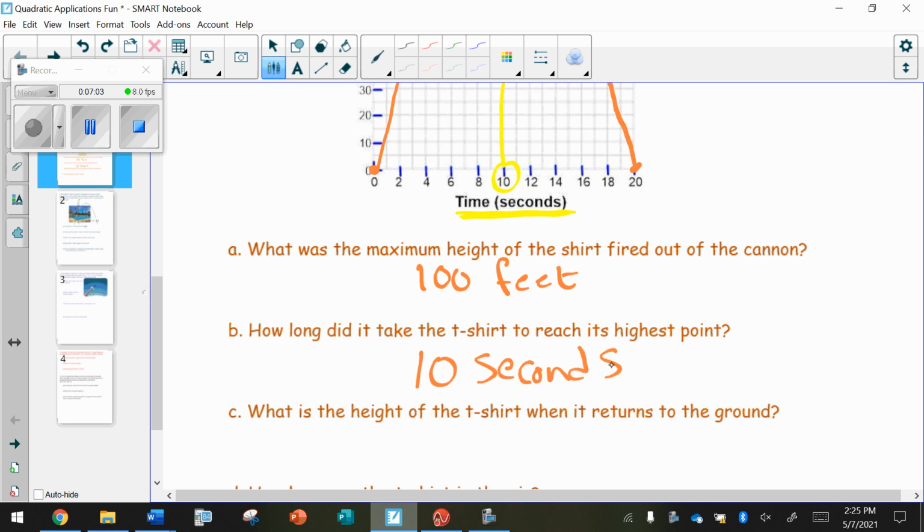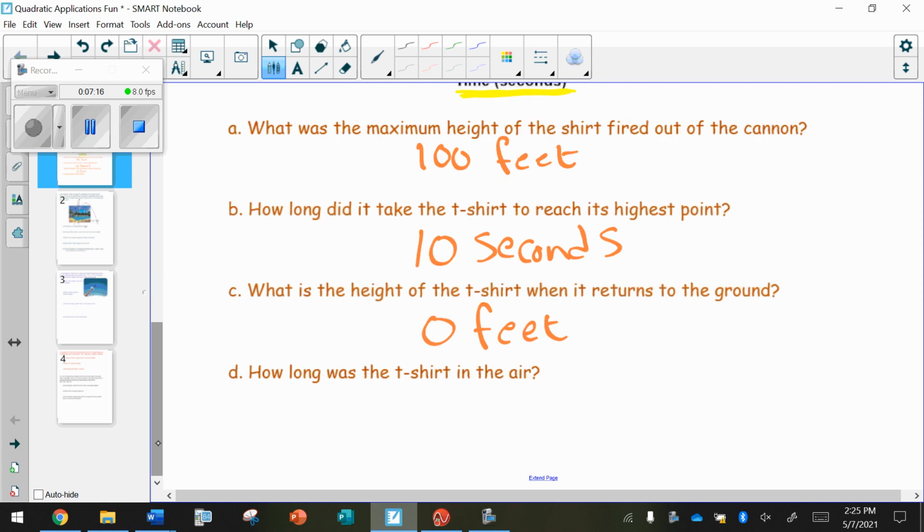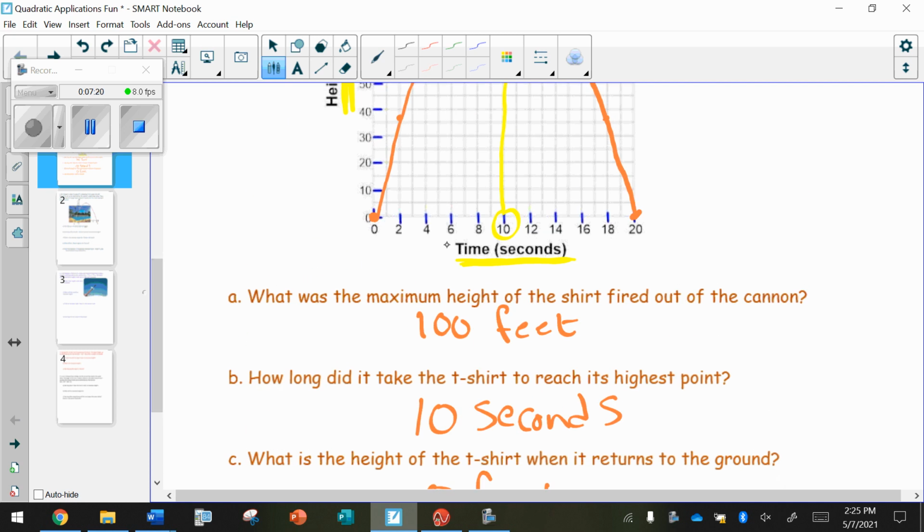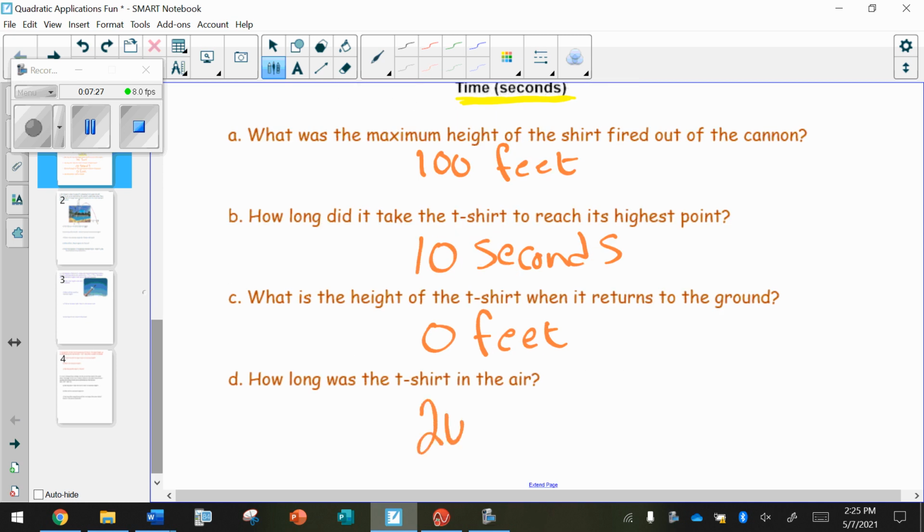What was the height of the t-shirt when it returns to the ground? Ooh, that's a tricky question. What is the height of something when it's laying on the ground? 0. 0 feet. If it's on the ground, it's 0 feet off the ground. And how long was the t-shirt in the air? Well, what's our total time in seconds? Launched, max point, and then landed: 20 seconds.